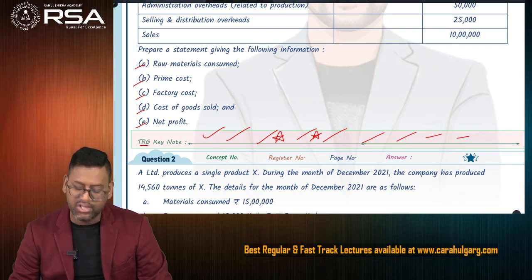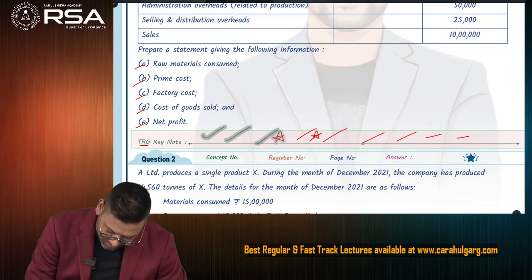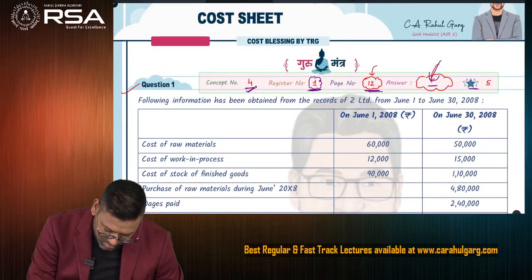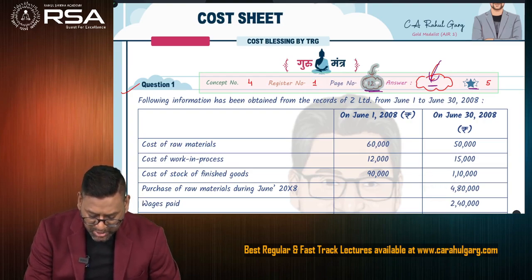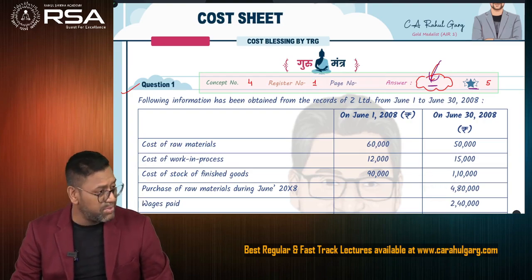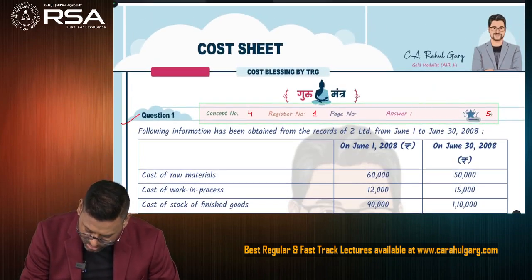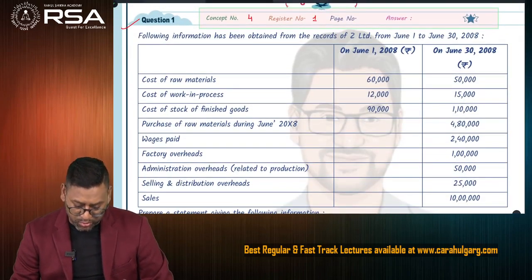So these things are very, very important, going to help you definitely. Okay, so after doing a brief about this, now we wrote down question number 4. Register number definitely is 1. Page number depends on which page it is in your register, and the answer, it's your choice. This is definitely not a 5-star question. Okay, so we are going to do this question.